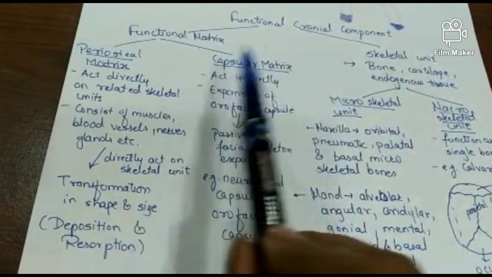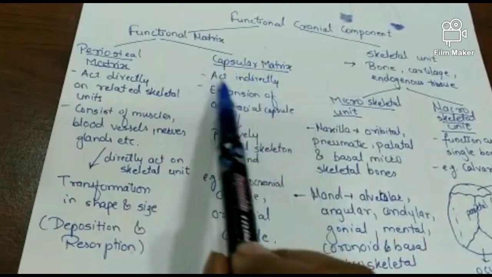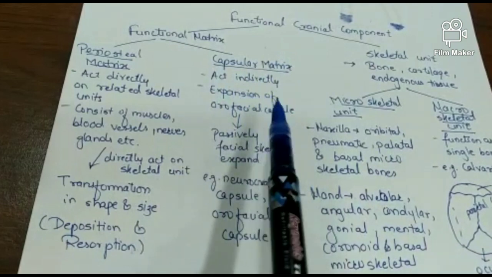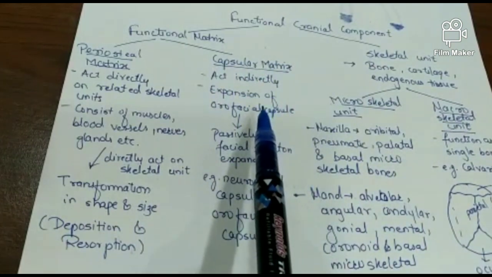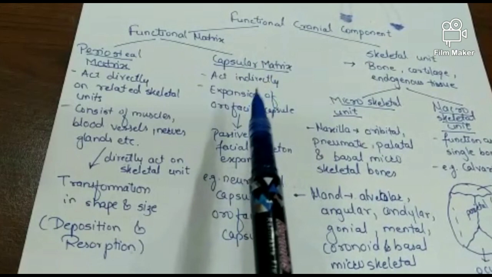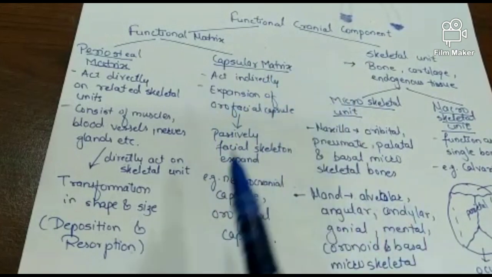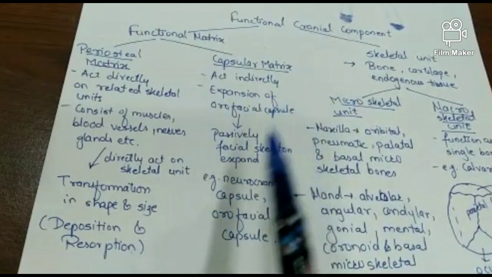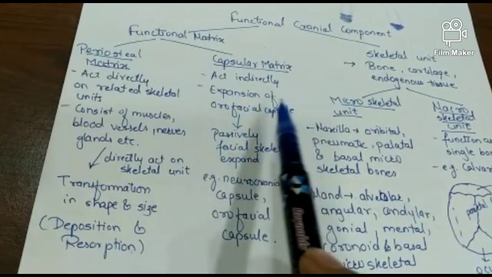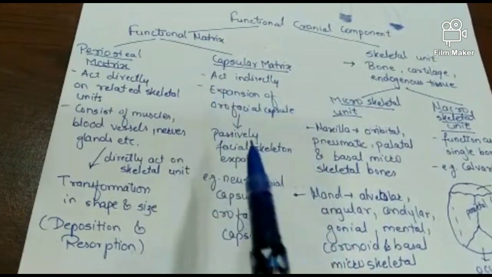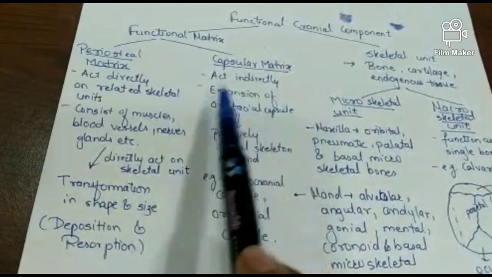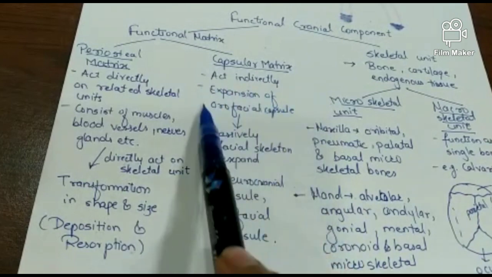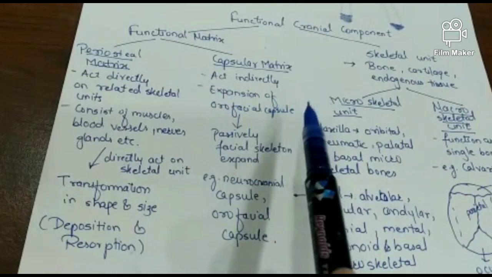Now coming towards the capsular matrix, which acts indirectly. That is, there is expansion of the orofacial capsule. What is the orofacial capsule? The orofacial capsule contains within it all the facial bones; the facial bones arise, grow and are maintained inside the orofacial capsule. Hence, the facial skeleton passively expands whenever there is an expansion of the orofacial capsule.